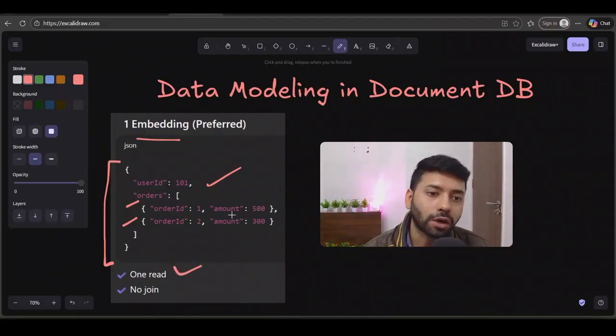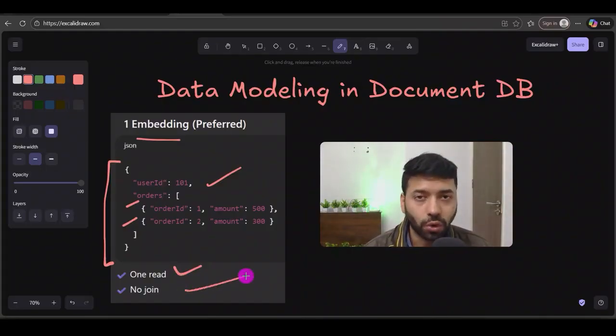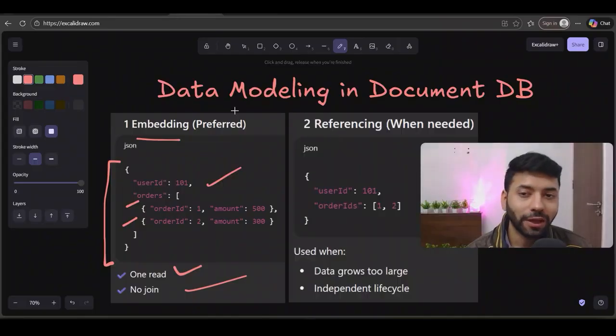Okay, the details of orders are also present in the same document, so you won't require any join here, correct? Because all the data which is required for this particular user ID related to orders is present in this one single document.